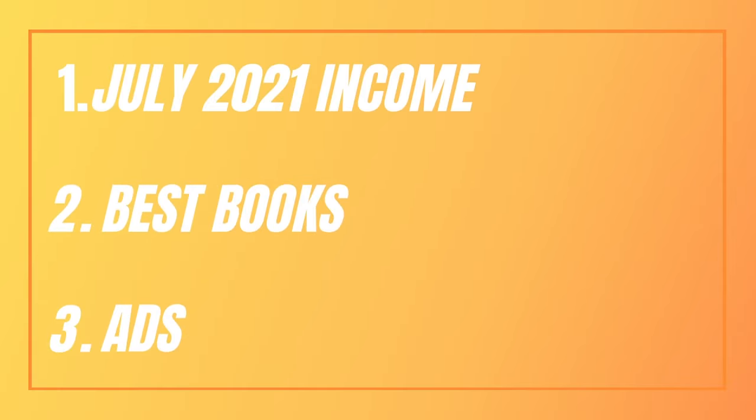So I like to split my video up into three parts just to save you time, so you can skip ahead to the part that you're most interested in. I'm first going to be talking about my July 2021 income, then the books that really did well for me, and finally just a little bit on my ad spend. So you can see the timestamps in the description below.